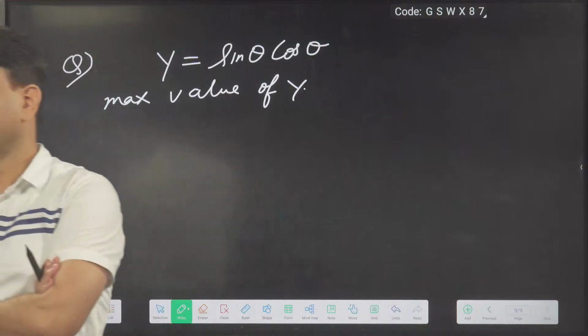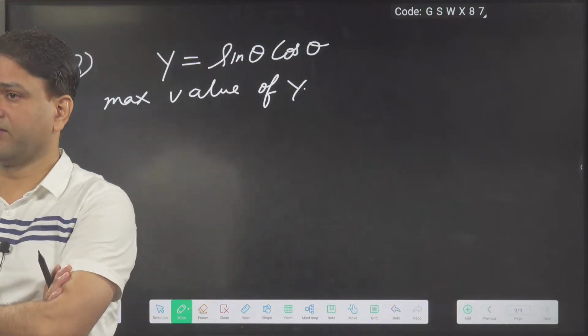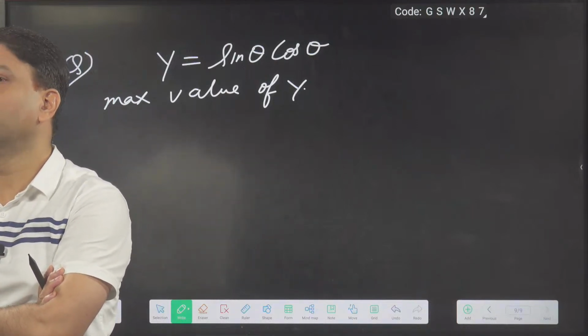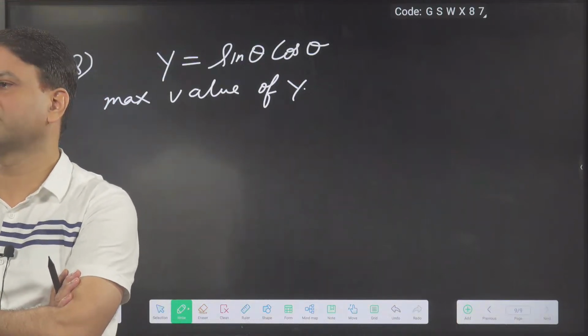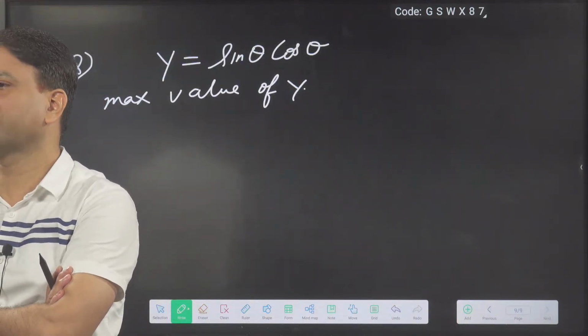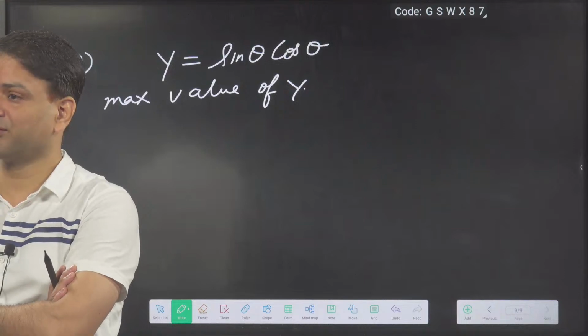It will be 1 when both are 1 and 1. Sine theta 1, cos theta 1. I said just now, both will not be 1 together, because if sine theta is 1, then cos theta will be 0. Then how will you get the maximum as 1? Maximum is 0.